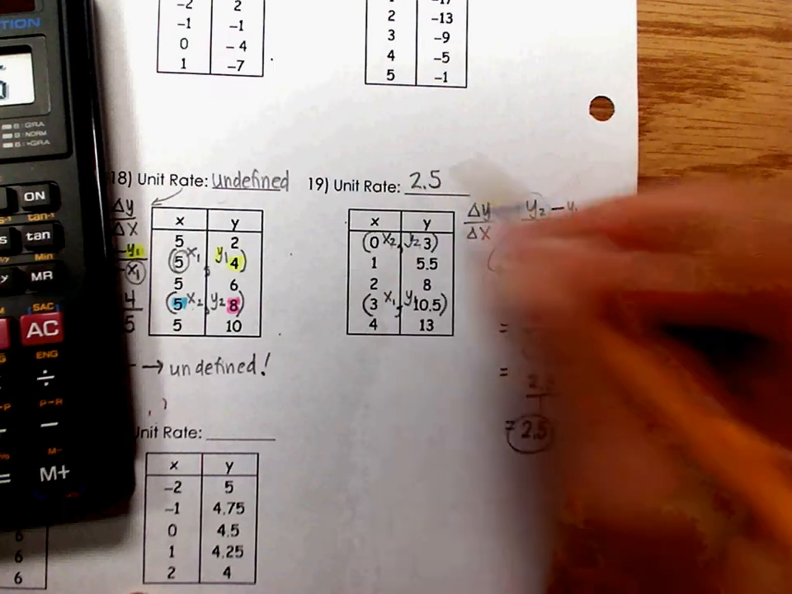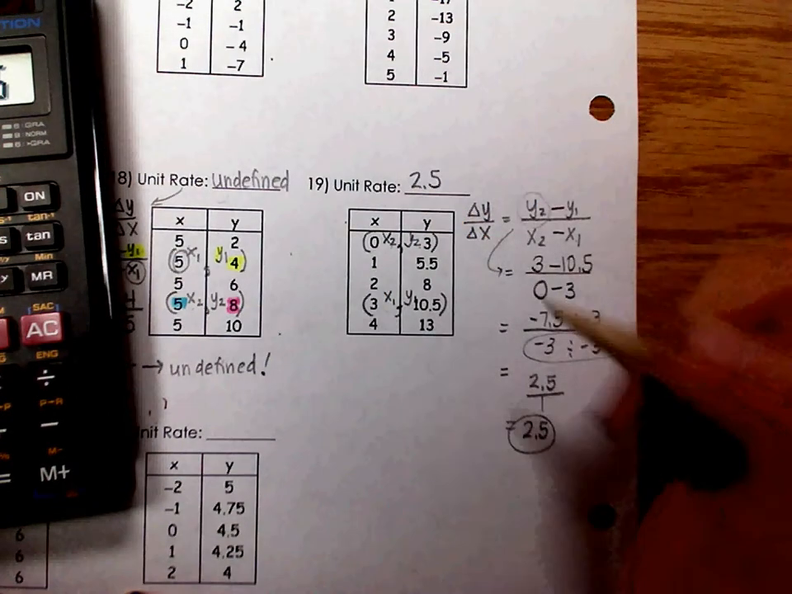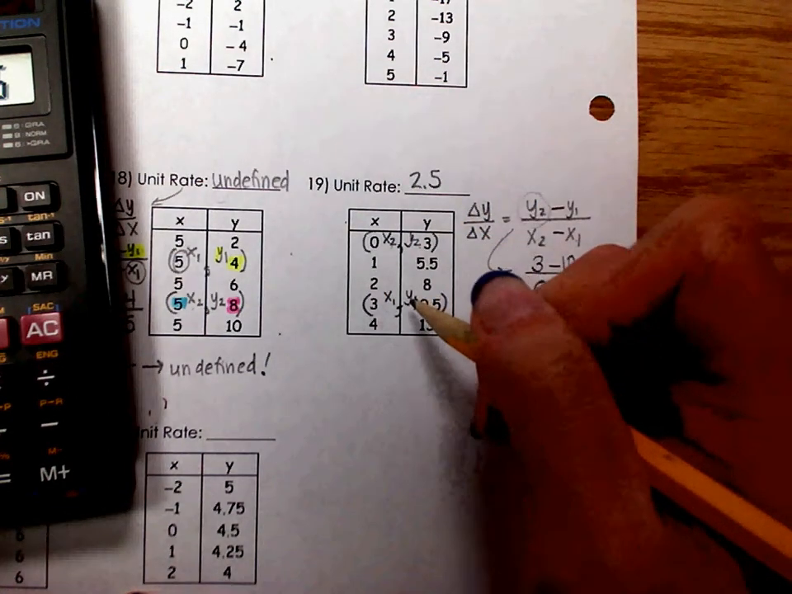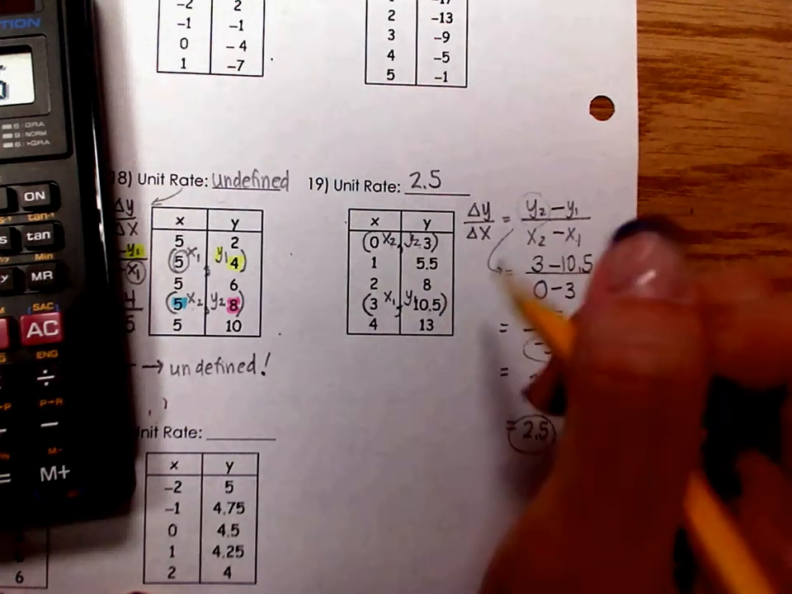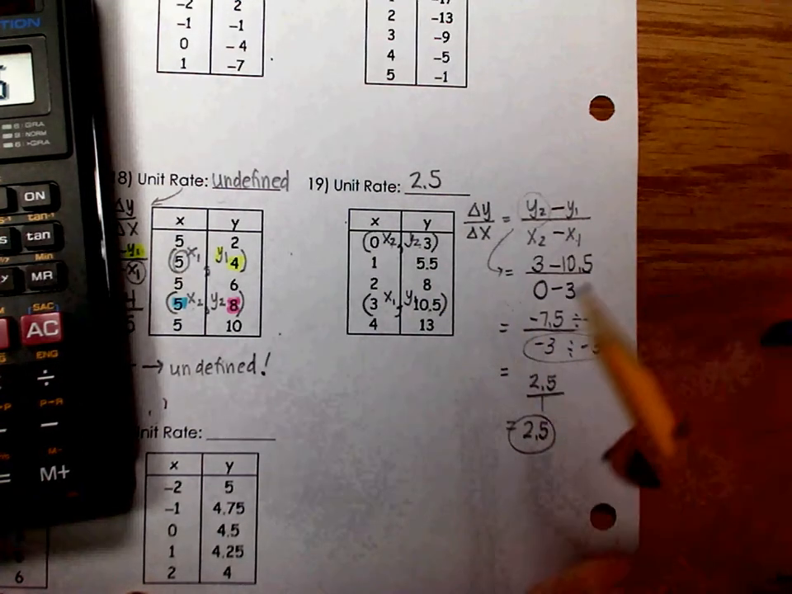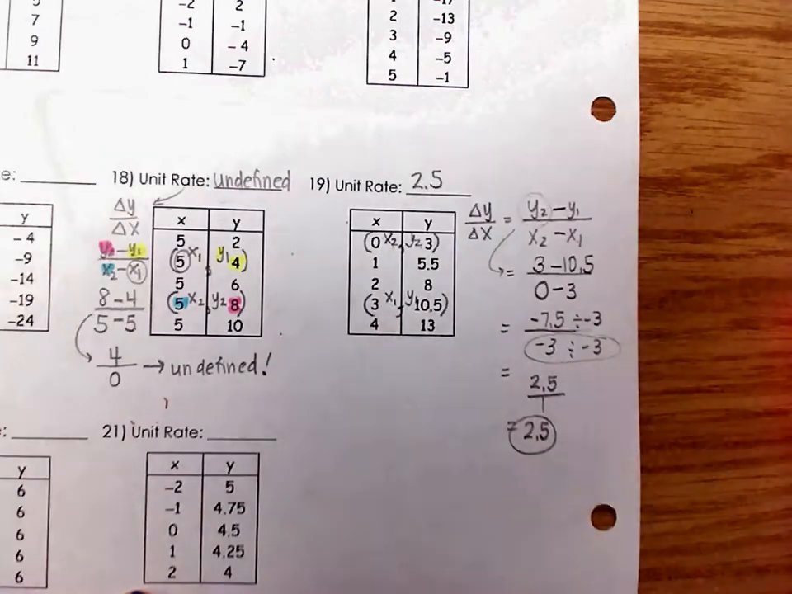Now you might be like, is it dollars per day, miles per hour? We don't need to worry about that now. Right now we're purely focusing on the math part of finding the unit rate. Okay, there's our answer. Let's go to number 20.